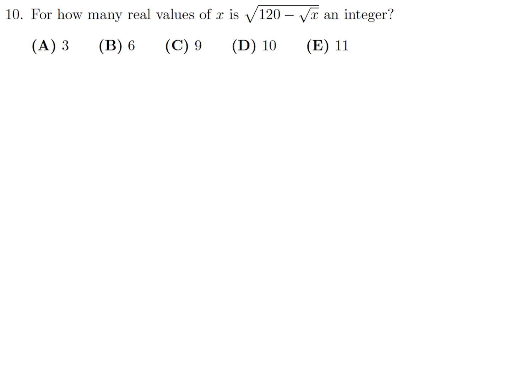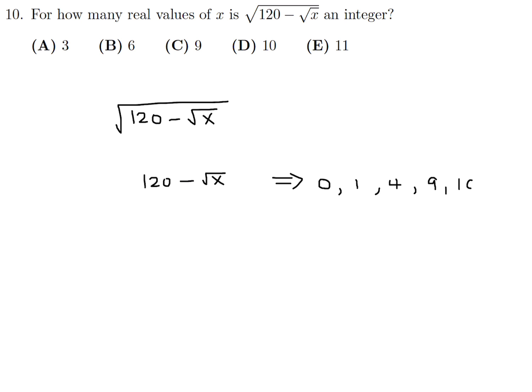For how many real values of x is this expression an integer? So we've got the square root of 120 minus the square root of x. And this has to be an integer. Well, this will be an integer if what is under the square root sign is an integer. So we can just concentrate on that. We have to make this an integer, and therefore the square root can be an integer. But when, though? For any number? Well, no. Only when this guy is a perfect square. So, for example, 1, 4, 9, 16, 25, and so on.